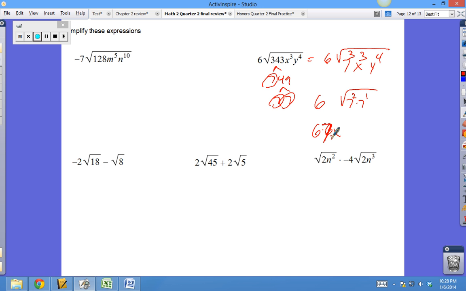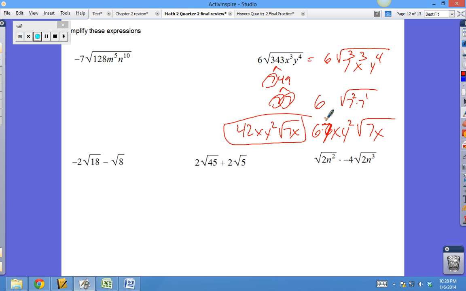And how many 2's are in all those y's? I got 4 of them. There's 2. So y squared gets undone, and on the inside I'm left with a 7 and 1 left over x, and that's it. So my final answer is going to be 42xy squared times square root of 7x.